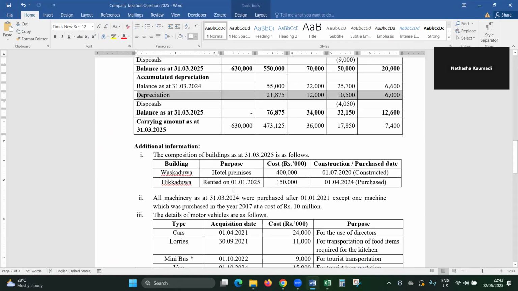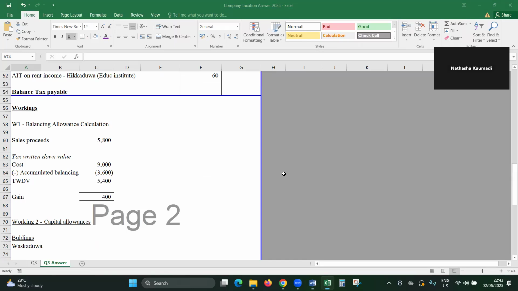Yes, of course, it was used for business purpose, effectively connected to the business. So even though it has been rented out, normally when it is rented out, we are not claiming capital allowances. But even though it is rented out, it is business purpose, effectively connected to the business. In that case, you can fully claim capital allowances. 400,000 is the cost. I'll be writing the cost here.